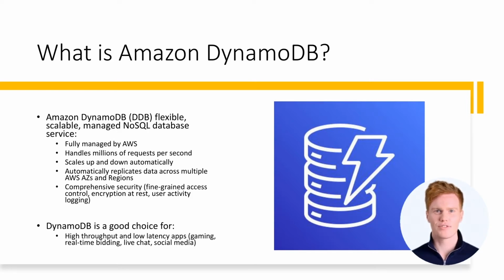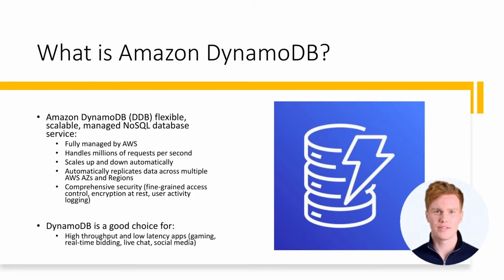while still being cost-effective. DynamoDB is a good choice for applications with high throughput and low latency, such as mobile gaming, real-time bidding, live chat, and social media applications. DynamoDB scales automatically to accommodate changing throughput requirements. One of the main benefits of using DynamoDB is that it automatically replicates data across multiple availability zones, AZs, in an AWS region, providing enhanced protection against outages and data loss.